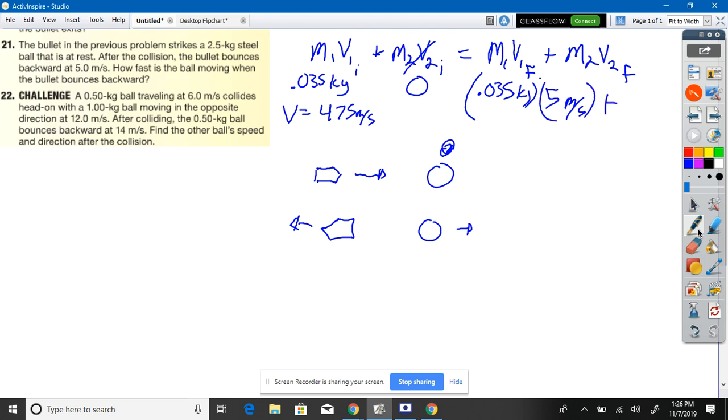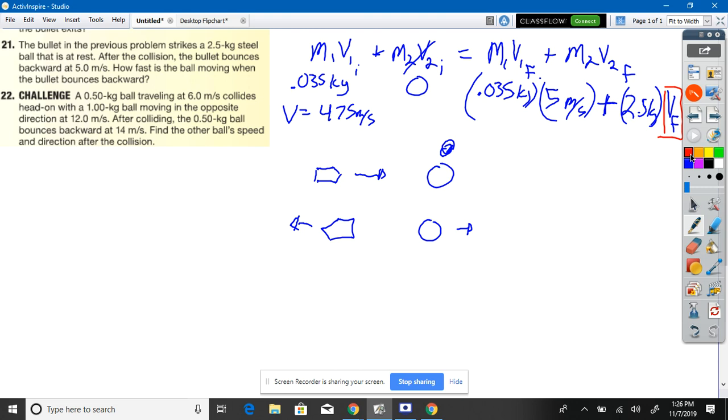The mass of the ball doesn't change. The mass of the ball is 2.5 kilograms. It would if a piece got chipped off of it, but this is an indestructible steel ball. All right, so we are solving for the final velocity.